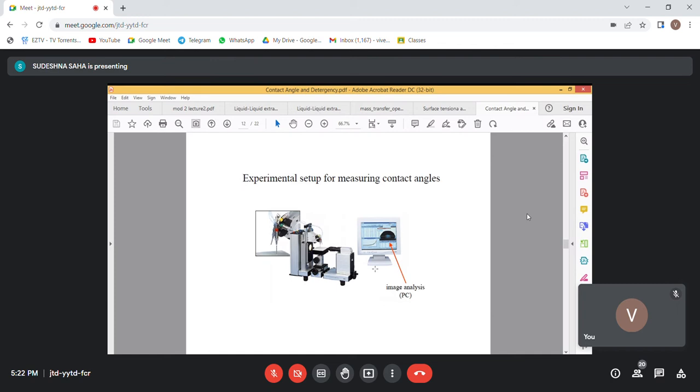Now, there are several experimental measurement techniques which can actually be used for measurement of contact angle. Most widely used are two methods. One is the sessile drop method, another one is the Wilhelmy plate method.